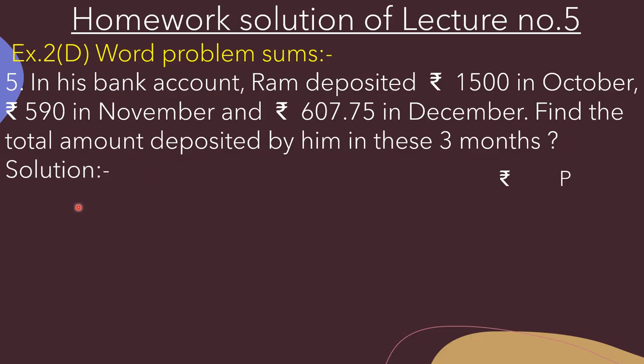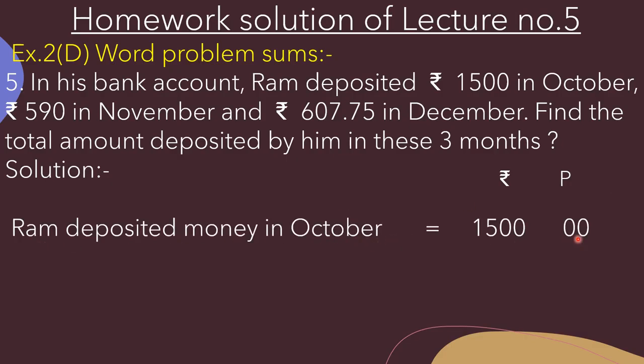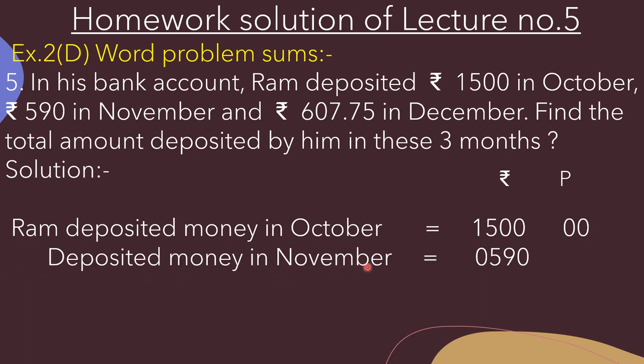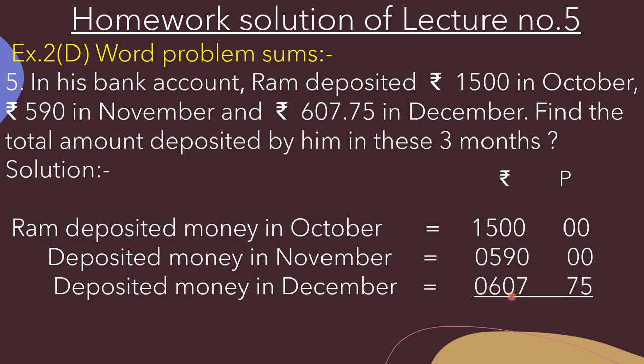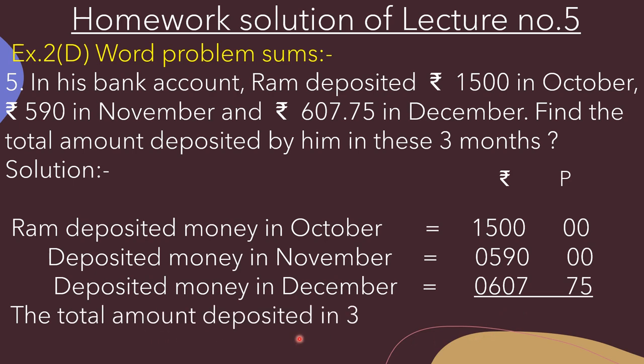So here we will write the rupees and paise column first of all. Then Ram deposited money in October, that is equal to 1500, and deposited money in November, that is equal to 590 rupees, and deposited money in December, that is equal to 607 rupees 75 paise. Now we have to find out the total amount deposited in 3 months. So here we need to add, so we will put a plus sign. Now we will solve the paise column first of all.